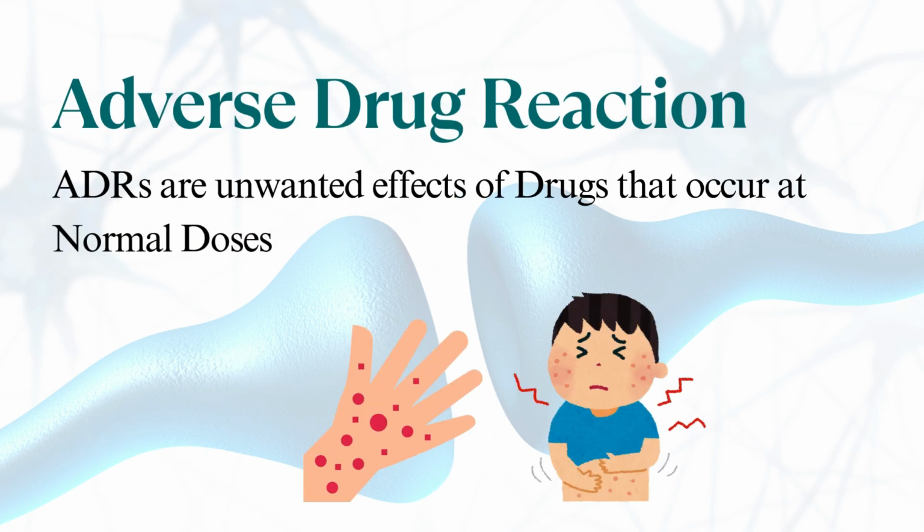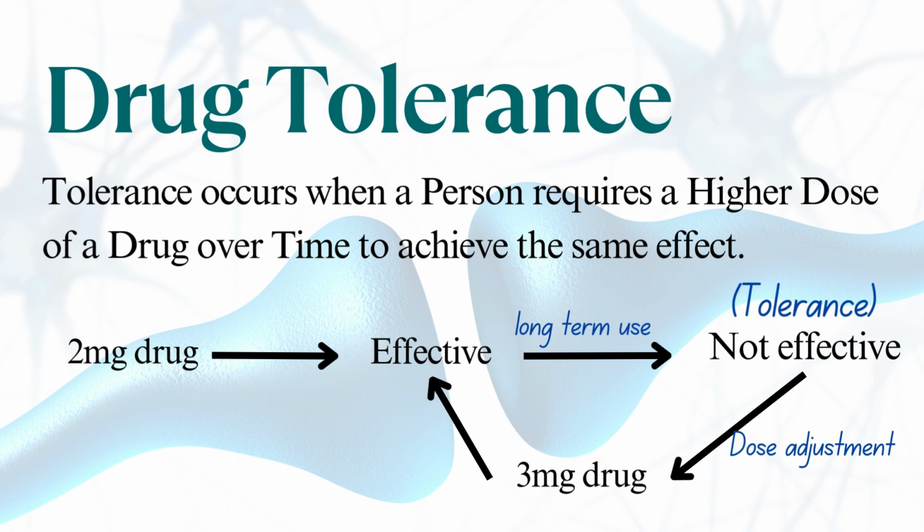Adverse drug reaction. Adverse drug reactions are unwanted effects of drugs that occur at normal doses. We will explain more in upcoming lectures. Tolerance. It occurs when a person requires a higher dose of a drug over time to achieve the same effect. Pause this video and see the diagram.